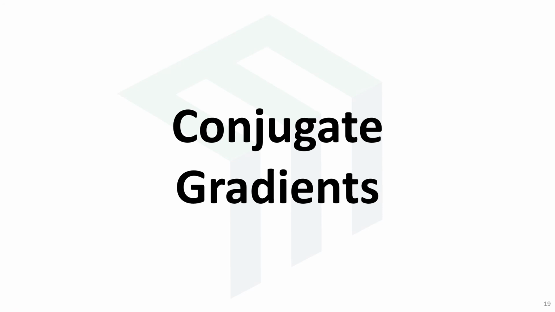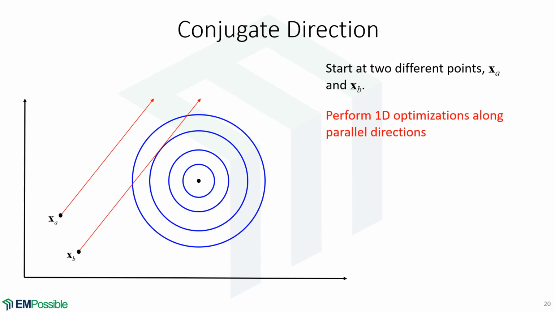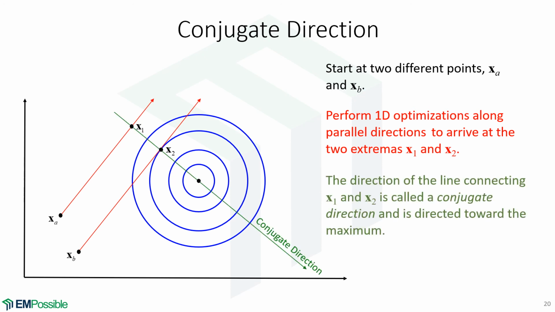Conjugate gradients. What we're looking at here is some function and its isocontour lines. Yes, these are perfect circles, but it does not have to be. So what is a conjugate direction? Let's start by picking 2 points, any 2 points, just not the same point. Then what we're going to do is perform one-dimensional optimizations in any direction, but we'll pick the same direction for XA and XB. So they're parallel directions, but we could have chosen any direction. Along those, we will do 1D optimizations, and that will lead to 2 extremas. And we'll label those as X1 and X2. If we draw a line that connects X1 to X2 and we keep going, that is called a conjugate direction. And that conjugate direction is directed towards the extrema, the maximum or minimum.